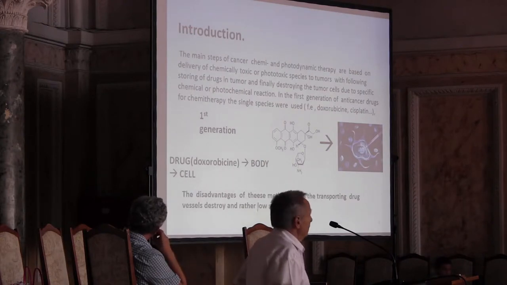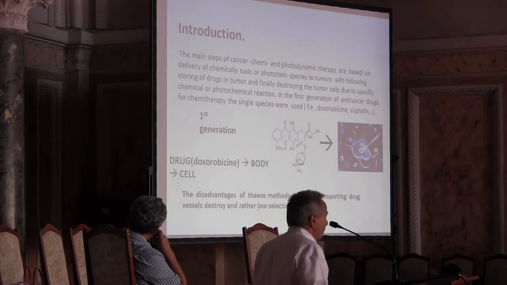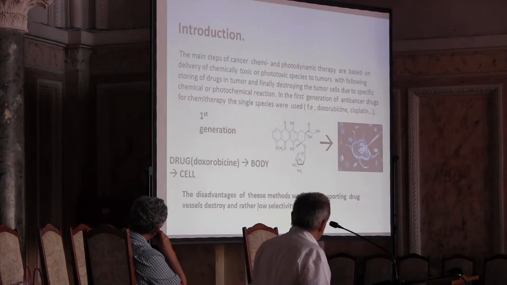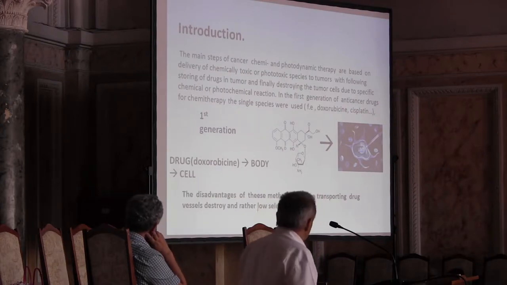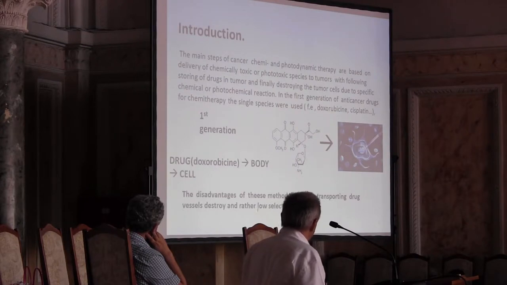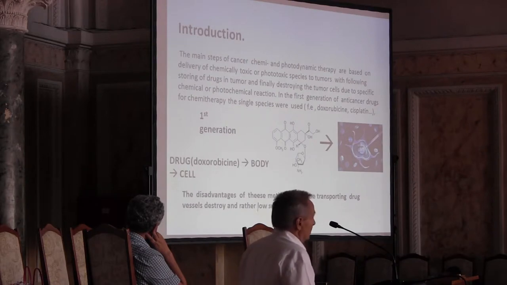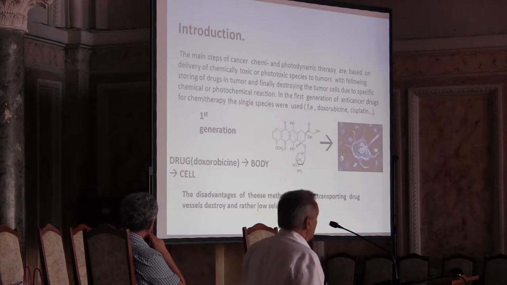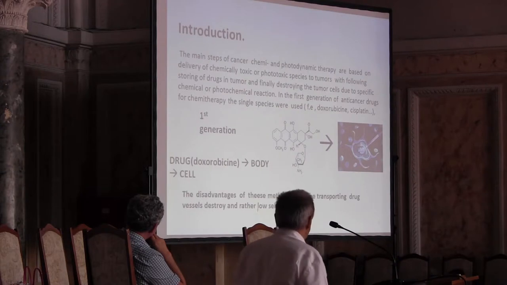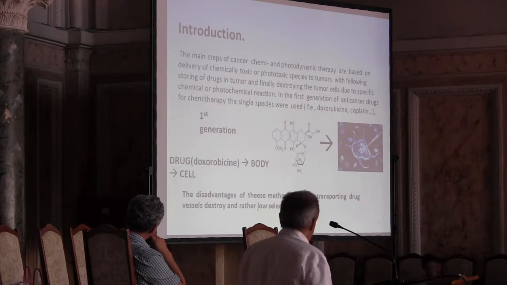Steps in cancer therapy and photodynamic therapy are connected with delivery of toxic molecules or another system to target and storage here, and destroy this target in tumor. In the first generation of drugs, there were single species, single molecules. For example, doxorubicin, cisplatin, and these compounds are used up to now. The disadvantages of these methods were that the transporting drug destroys vessels and possesses rather low selectivity.